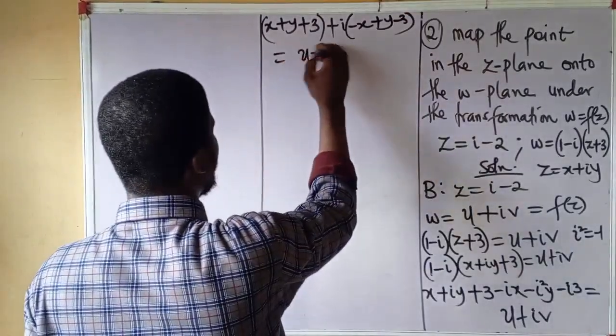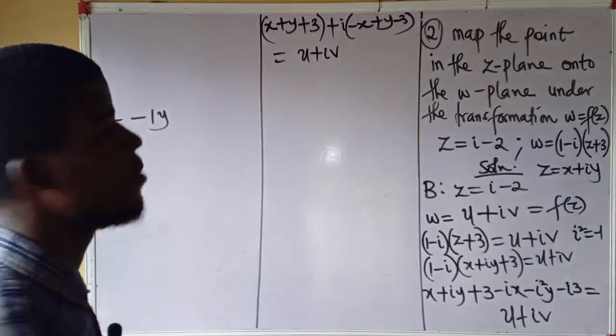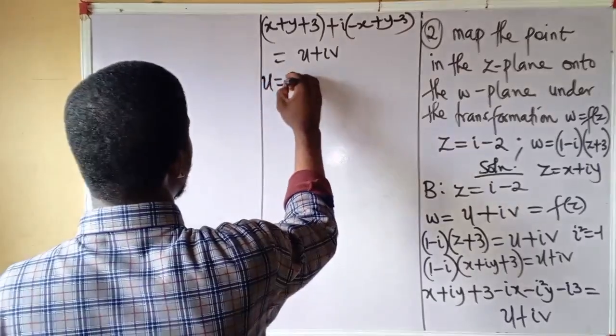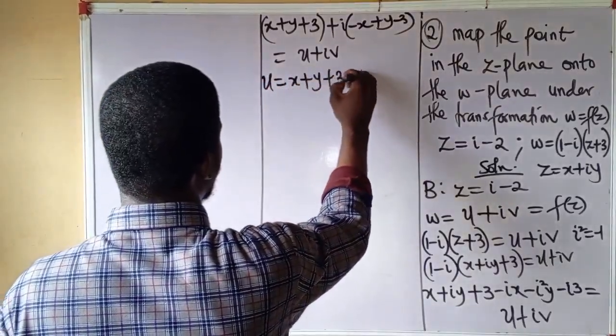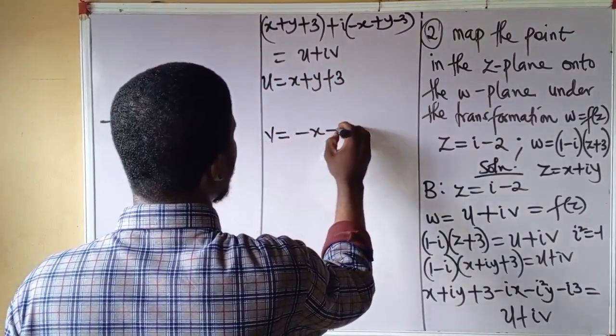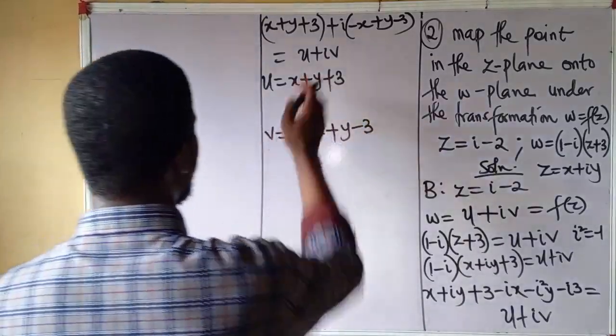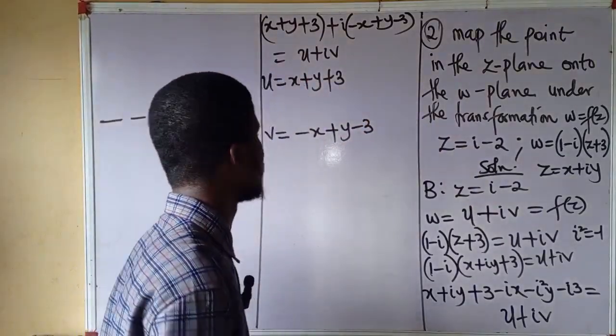This is equal to U plus IV. So if I compare, it means that U is equal to X plus Y plus 3, and V is equal to minus X plus Y minus 3. Okay, U is a function of X and Y. What is X? What is Y?